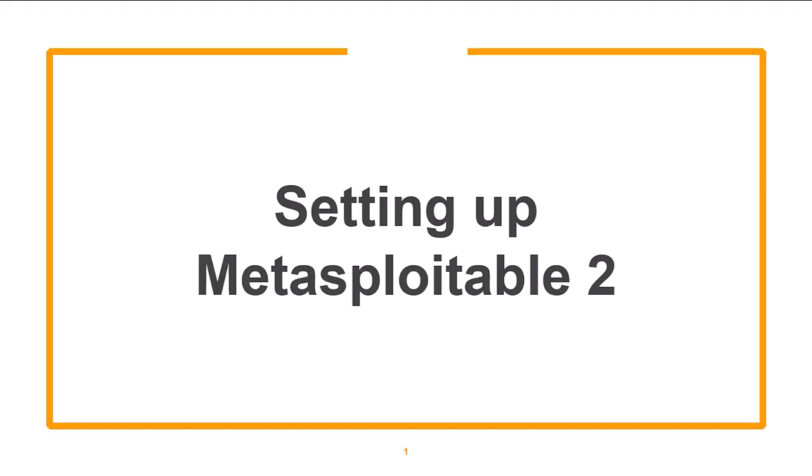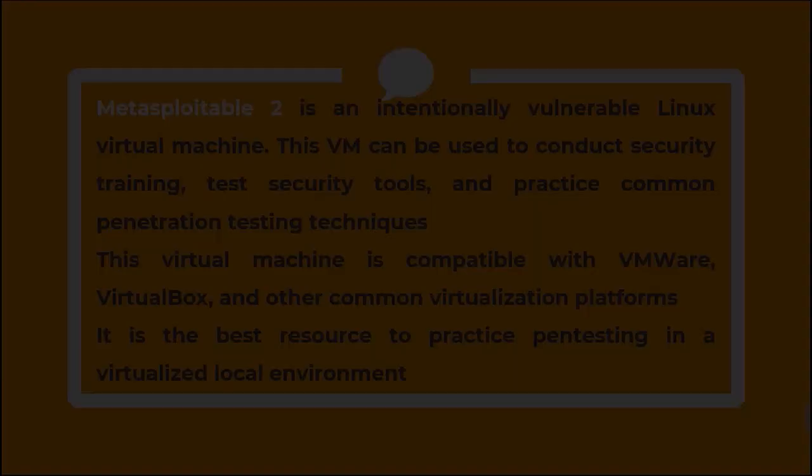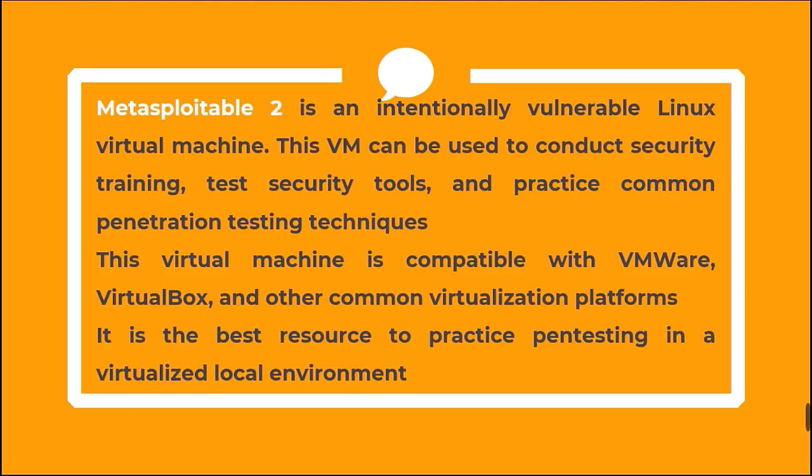In this lecture, we are going to see how we can set up a Metasploitable 2 virtual machine. We will be using this machine as a target machine in our future lectures and test our pen testing methodology. Metasploitable 2 is an intentionally vulnerable Linux virtual machine. This can be used to conduct security training, test security tools, and practice common pen testing techniques. The virtual machine is compatible with VMware, VirtualBox, and other common virtualization platforms. It is the best resource to practice pen testing in a virtualized local environment.